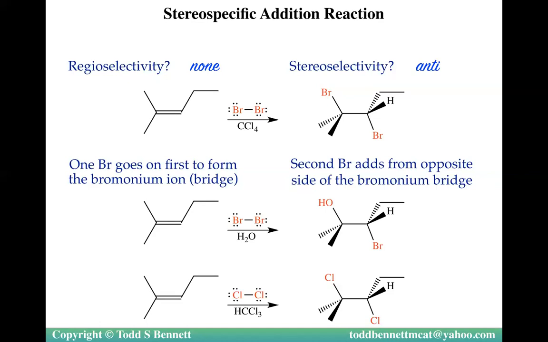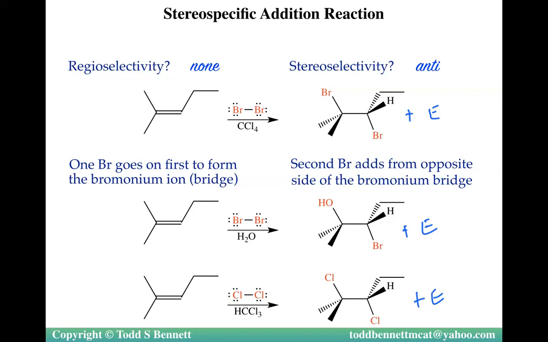Like I mentioned, I went ahead and did this anti: up, left, and down, right. But each one of those, you should note, forms the enantiomer as well. One of the points we're going to make is that because it starts optically inactive, it must finish optically inactive, which means you must get a racemic mixture, 50-50.